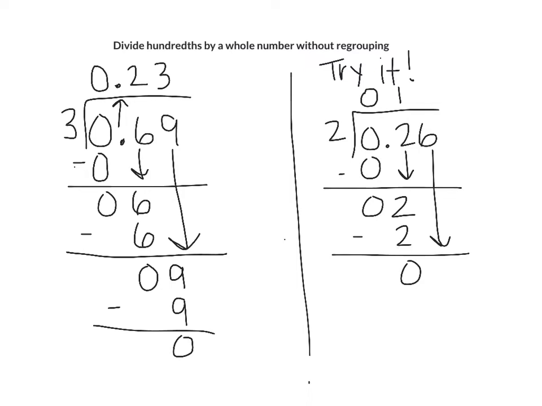And we bring down our 6 hundredths. 6 hundredths divided by 2 is equal to 3. 3 hundredths times 2 is equal to 6 hundredths. And 6 hundredths minus 6 hundredths is 0. We move our decimal point straight up, and our answer would be 13 hundredths.